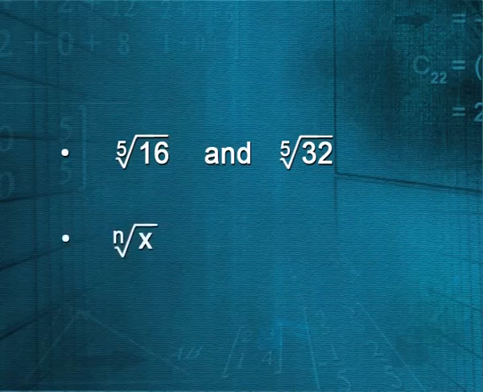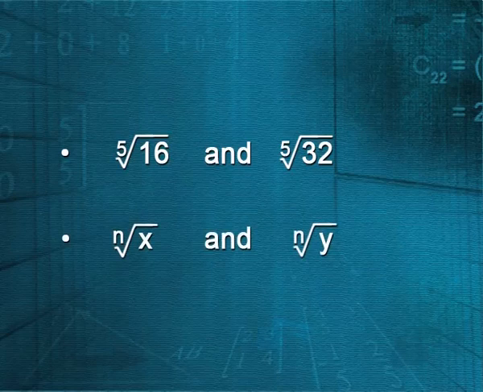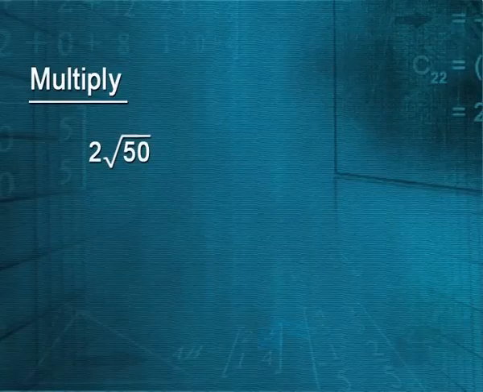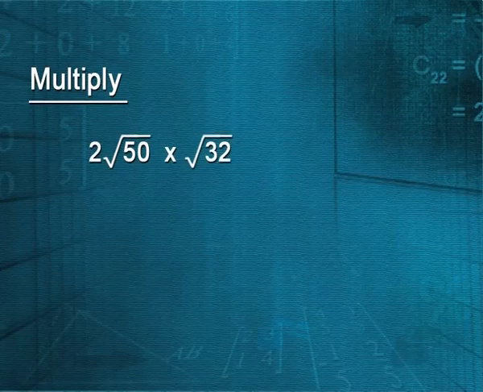Similarly, nth root of x and nth root of y can also be multiplied and divided because both have the same order, that is n. Let us multiply and see one example: 2 root 50 multiplied by root 32 multiplied by 2 root 72.